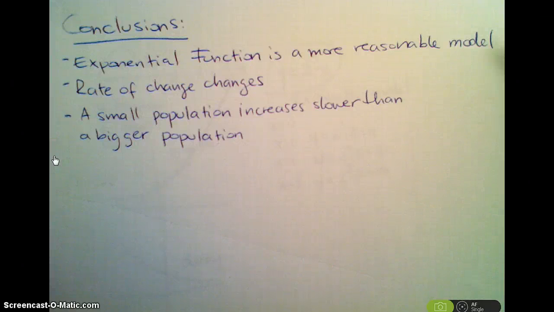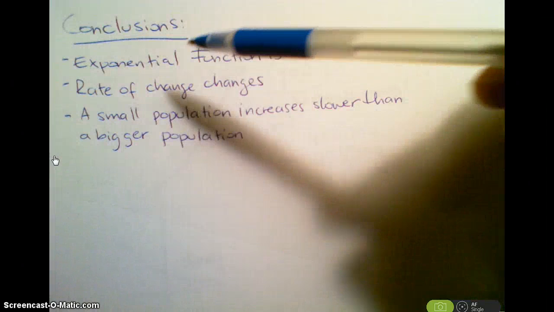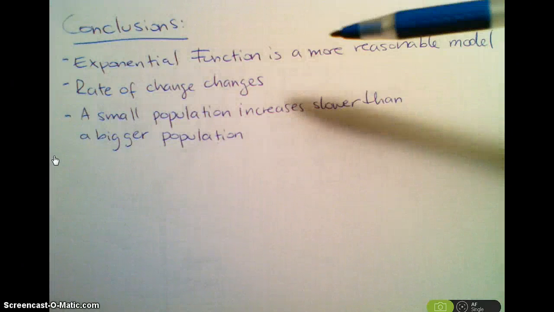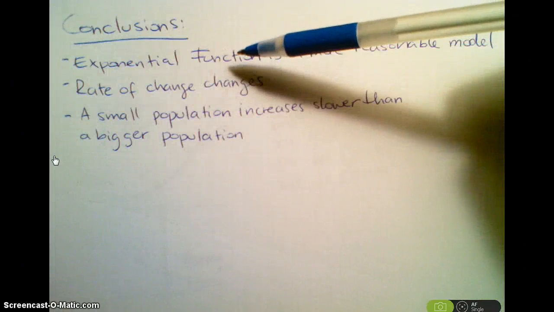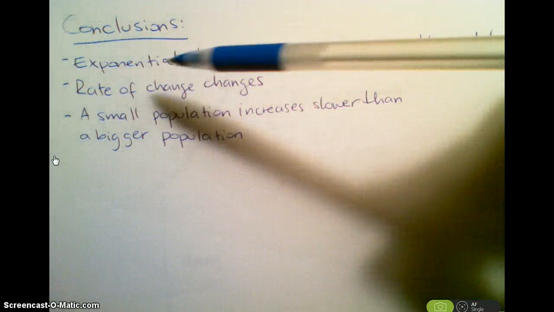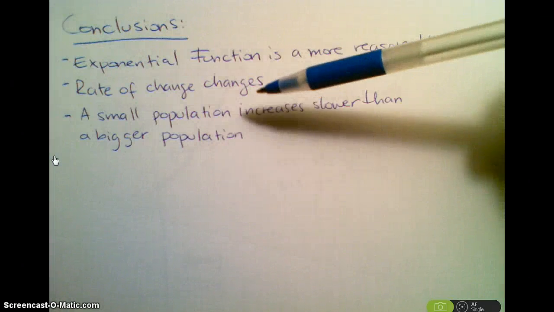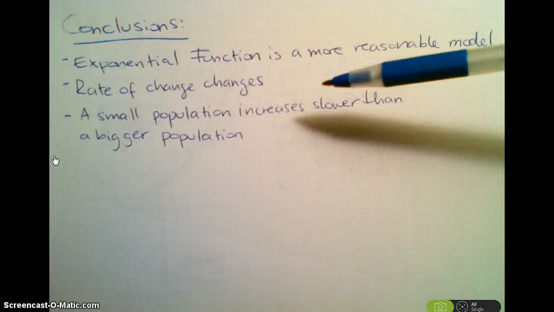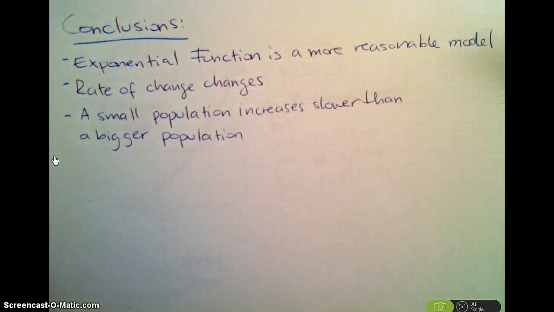The takeaway of this introduction: an exponential function is a more reasonable model whenever we're talking about population. And in the exponential function, the rate of change does not stay constant, it changes. And the other takeaway is that a small population increases slower than a bigger population.